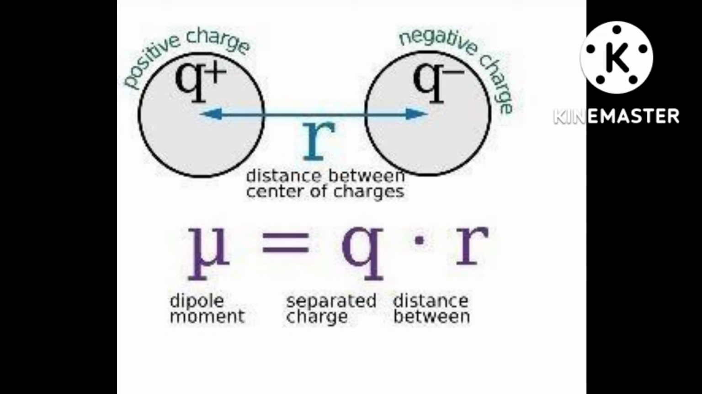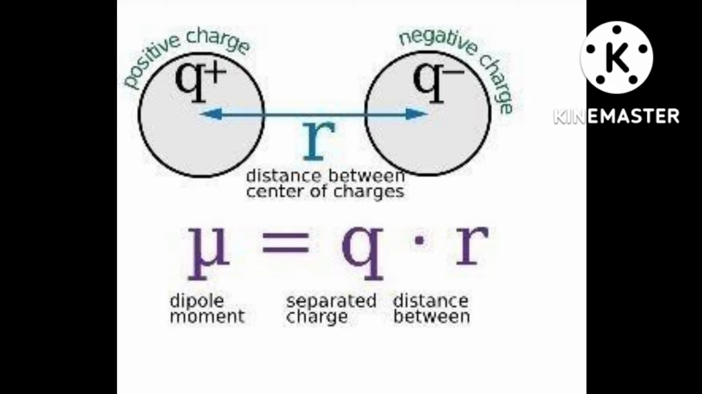The conversion factor is 1 D, meaning 1 Debye unit, is equal to 3.33564 into 10 to the power minus 30 Coulomb meter, C m, capital C, small m, where C is Coulomb and m is the meter. Further, dipole moment is a vector quantity. Vector quantity means it will tell about the direction.